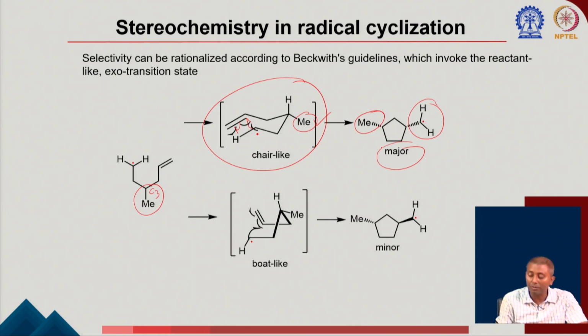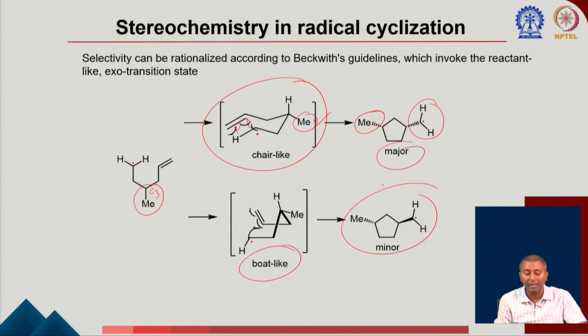This can go for a hydrogen atom abstraction to get to the methyl. And here, if you go for a boat-like transition state, that will have a higher energy. So anti will be the minor one.